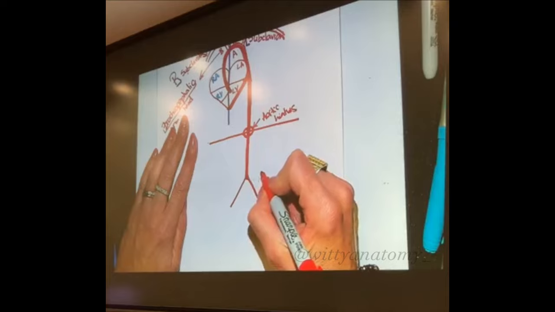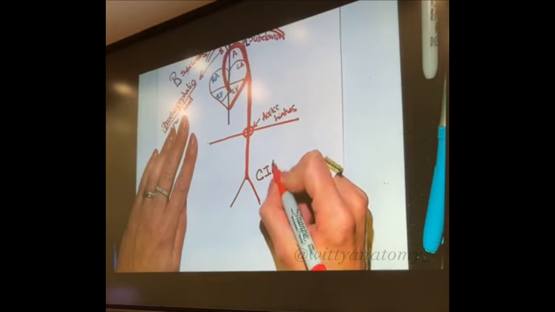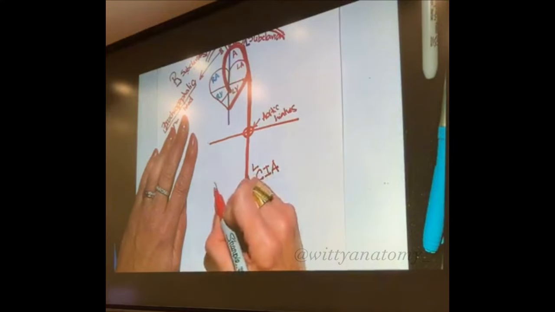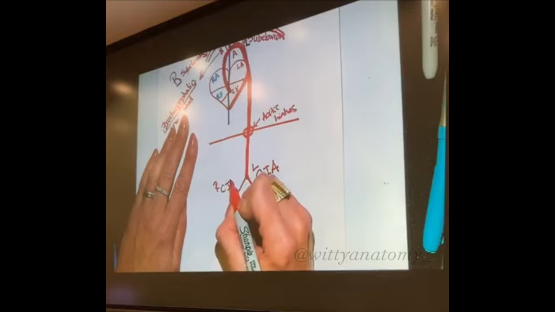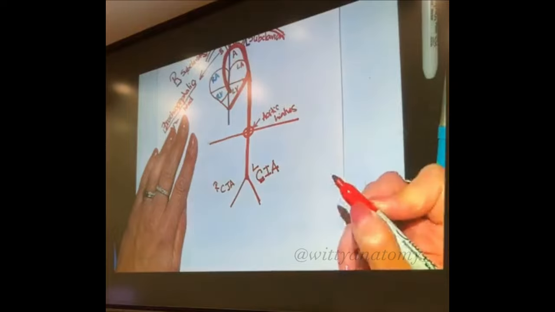These are the common iliac arteries. So you have one on the left side and one on the right side. Right common iliac artery. If this blood vessel is named common, what can you conclude?